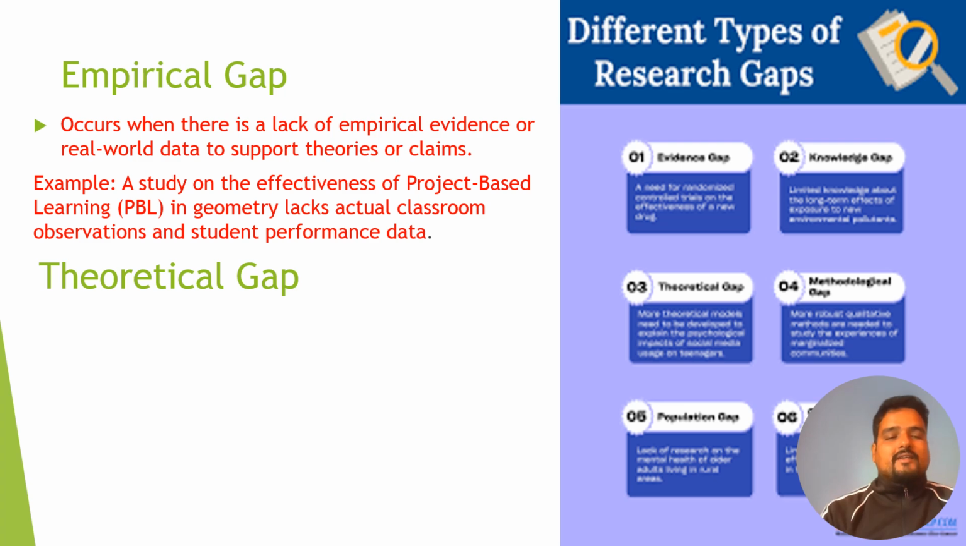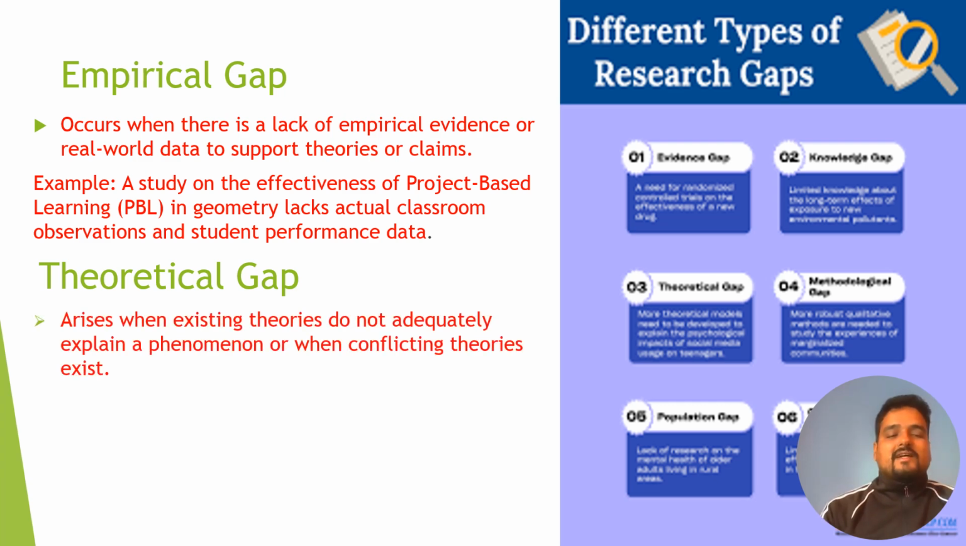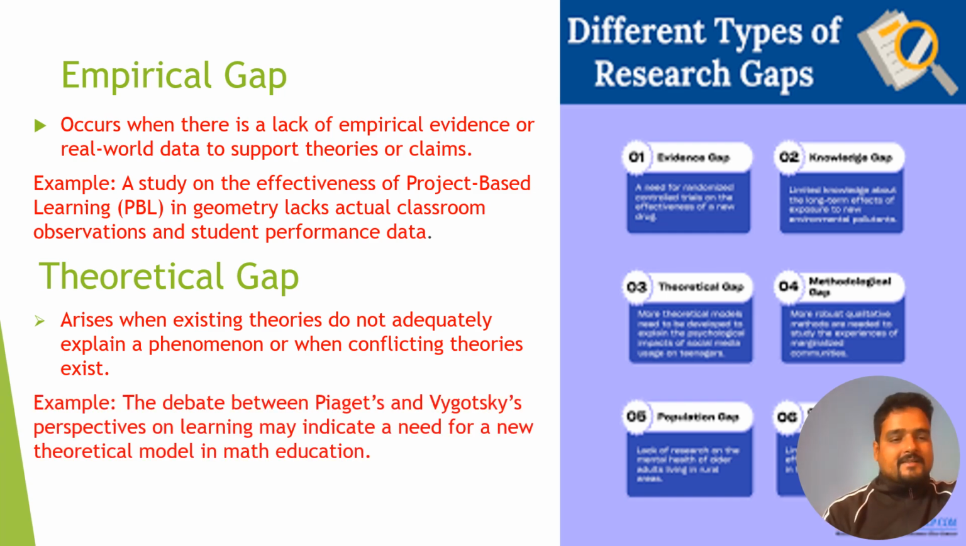Now let us move towards the theoretical gap. We can be clear from the word also. The word itself tells the gap in theory. It arises when existing theories do not adequately explain a phenomenon or when conflicting theories exist. Example: the debate between Piaget's and Vygotsky's perspectives on learning may indicate a need for a new theoretical model in math education. Their thinking does not match, so we may need a new theory according to the problem, according to the research that we are doing.